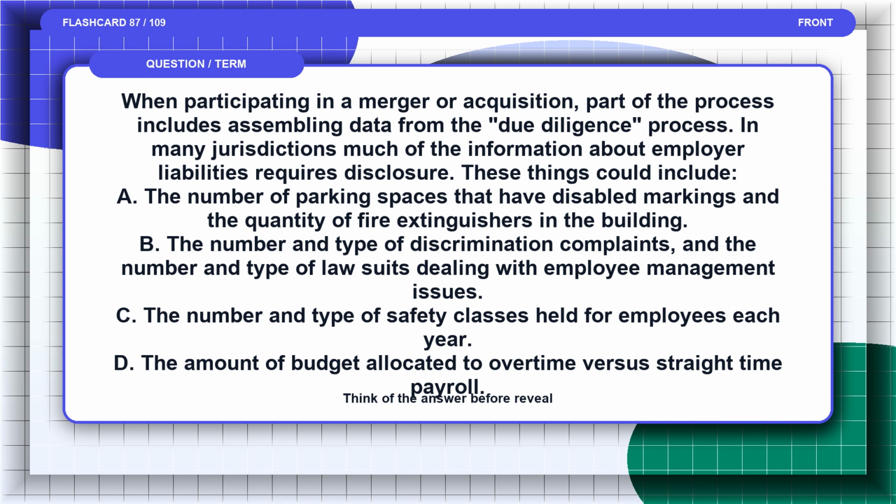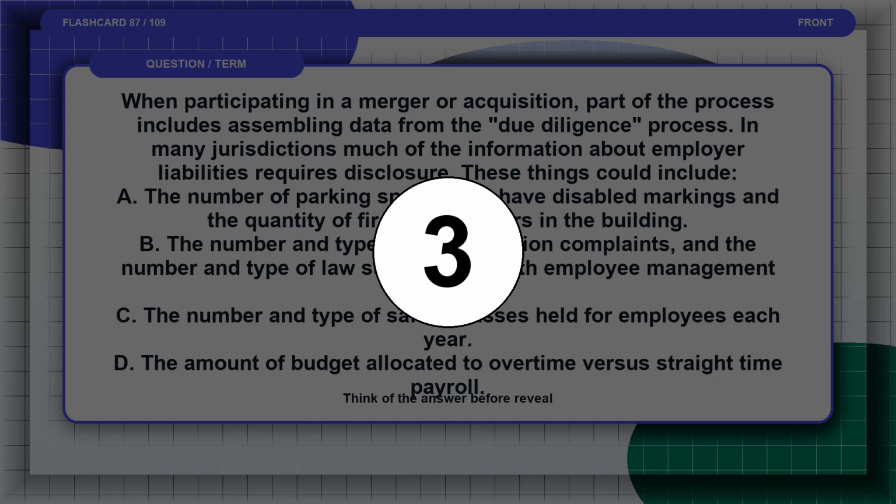D, the amount of budget allocated to overtime versus straight-time payroll. Pause and think of the answer before the reveal. The answer is B.